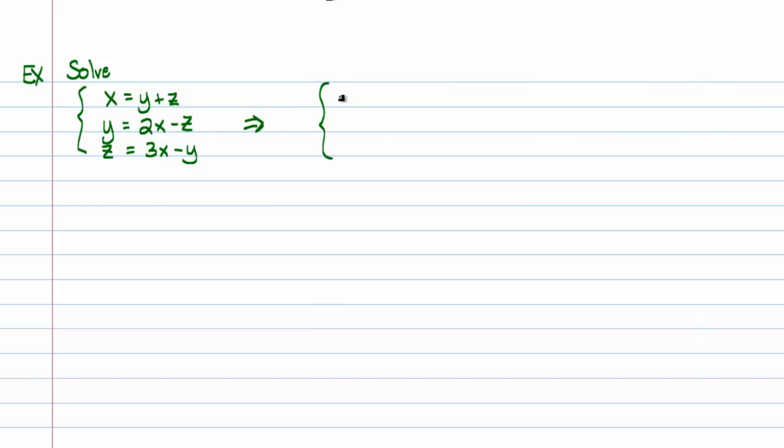So instead, I'm always known as teaching kind of a lengthy method to do things. So I'm going to teach you a lengthy method to do this. I'm going to move all variable terms to the left-hand side. So I have x minus y minus z is equal to 0. I have a negative 2x plus y plus z is equal to 0. Again, I'm just moving everything to the left-hand sides. A negative 3x plus y plus z is equal to 0.